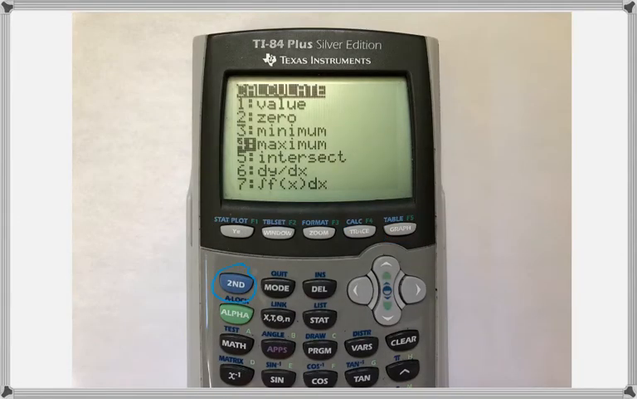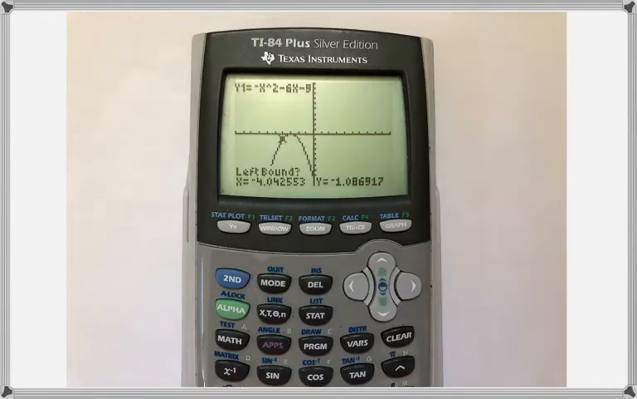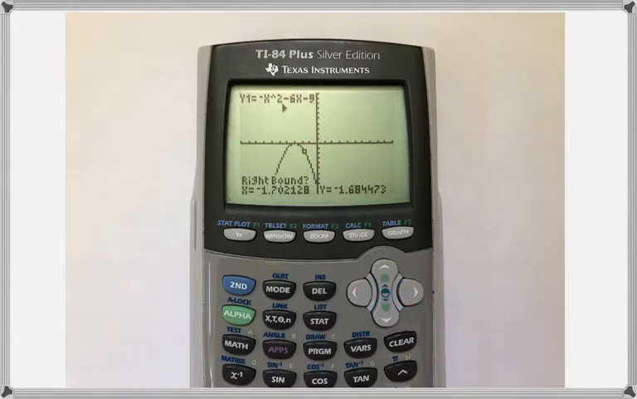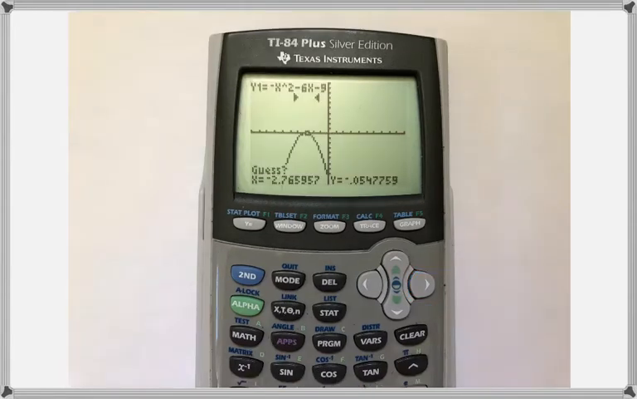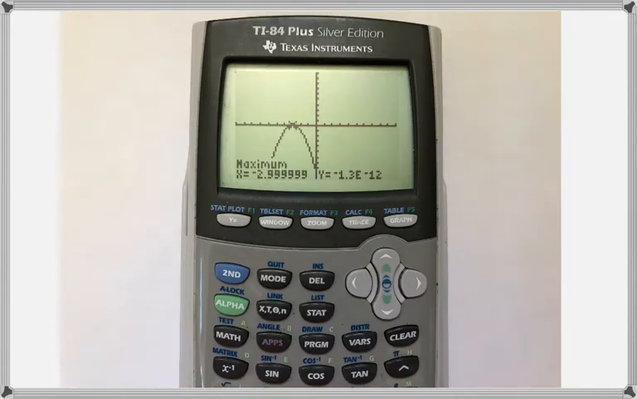Okay, so I need to do second calc and then maximum because our vertex in this case is a maximum. And then we need to declare just somewhere to the left of that vertex. And you can always use the left and right key to move the cursor. And then press to the right, anywhere to the right of the vertex, press enter. So you've given it an interval in which to search. So it's going to ask you for a guess, so just press somewhere close to it, then press enter, and it gives you the vertex.